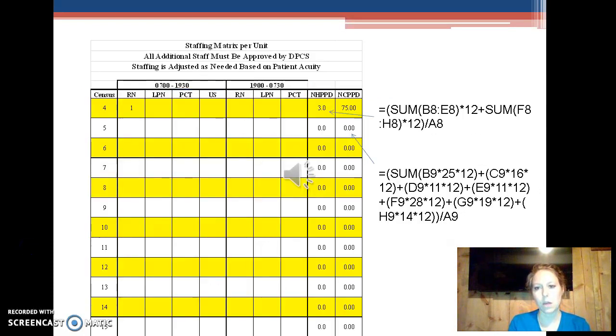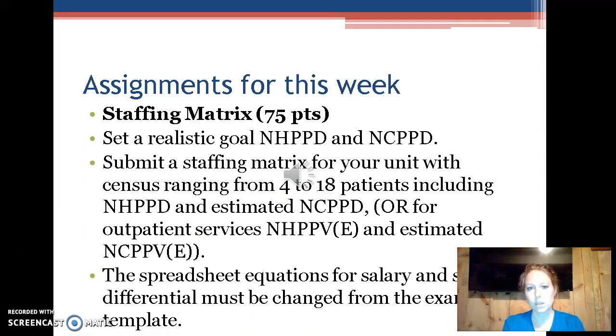This is an example of the staffing matrix per unit. I know it looks a little complicated, but get in there, play around with it. The calculations are right there. For those of you not familiar with Excel, that's what you're kind of working off of here. Set a realistic goal for your NHPPD and your NCPPD.